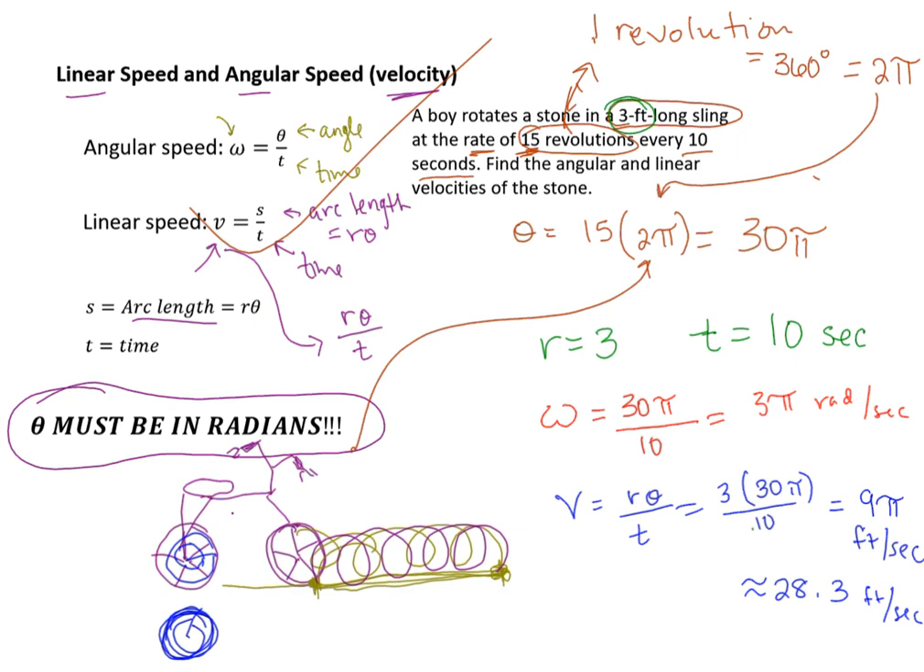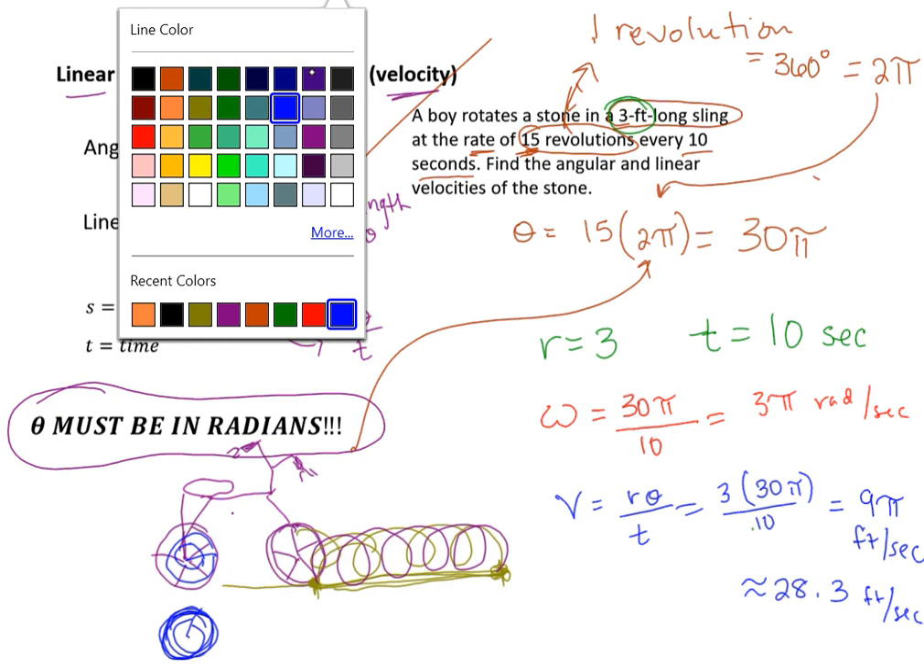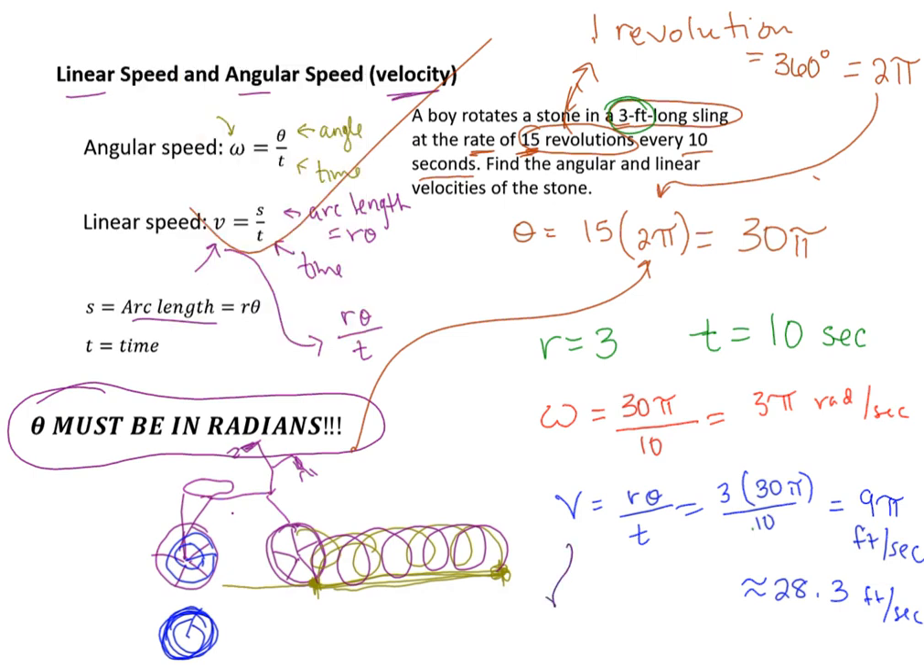Okay, linear and angular speed. If you notice, this V right here is actually the same thing as R times your fancy W, your angular speed. So I could have taken just 3 times 3 pi if I wanted to and saved myself a step.